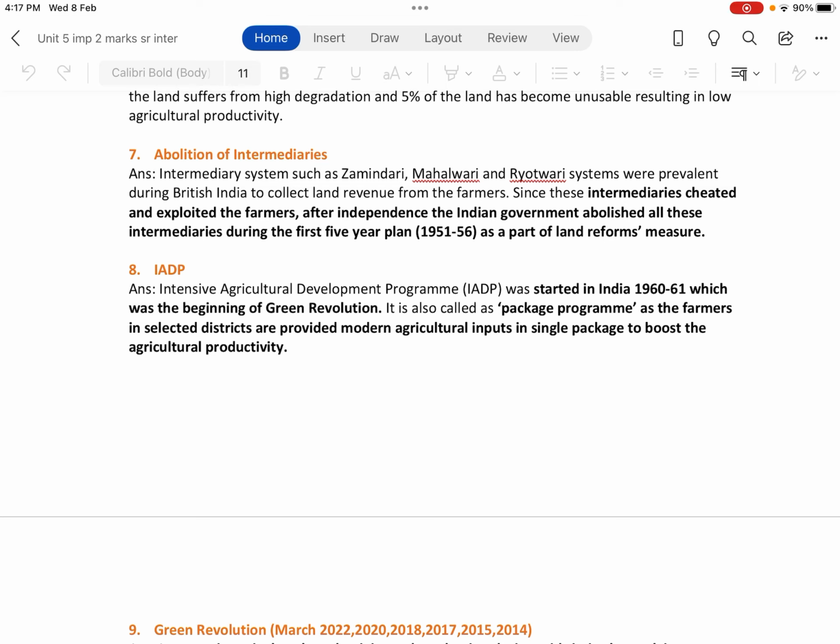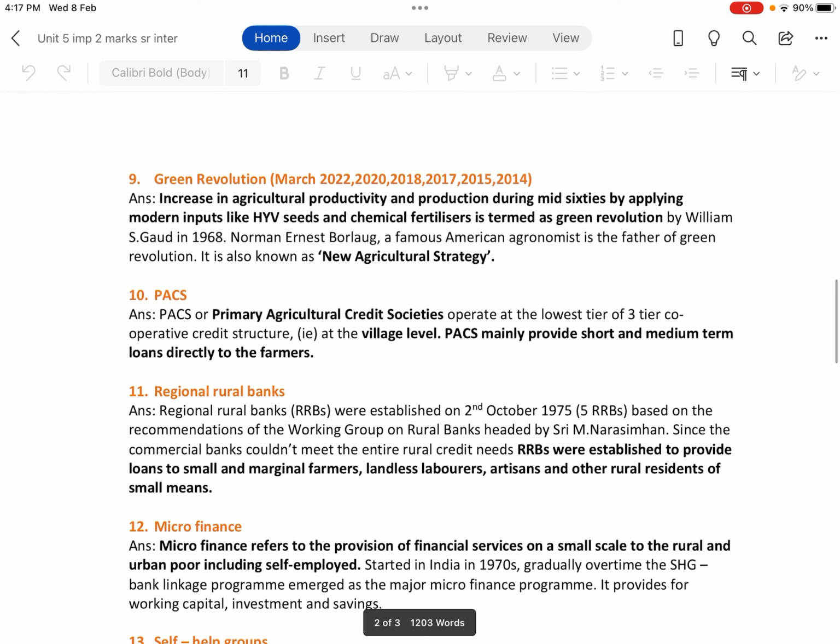And the government started this as a trial method. Since the output was very good, the government extended the program to other districts also, and finally it became the Green Revolution. Okay. Next, ninth question, Green Revolution.